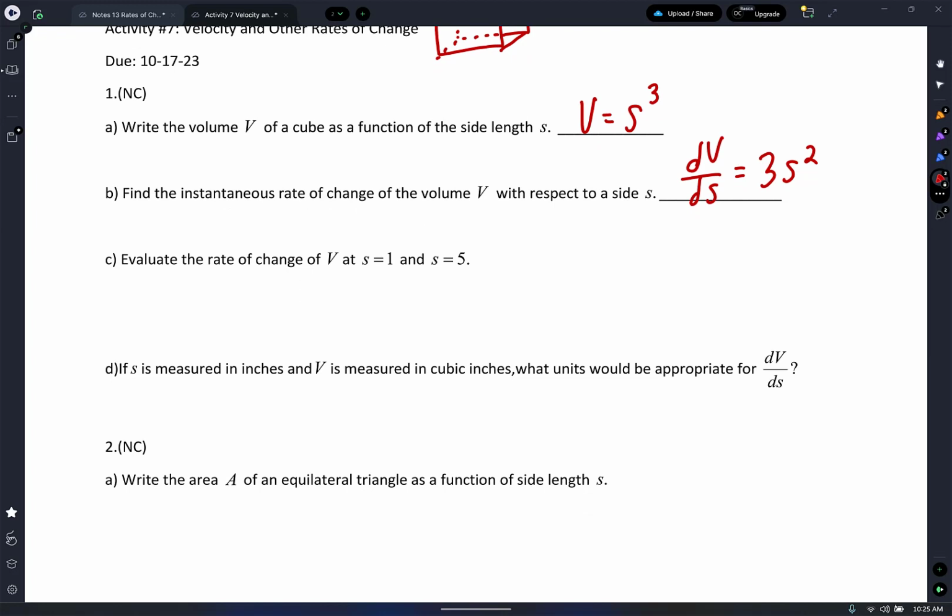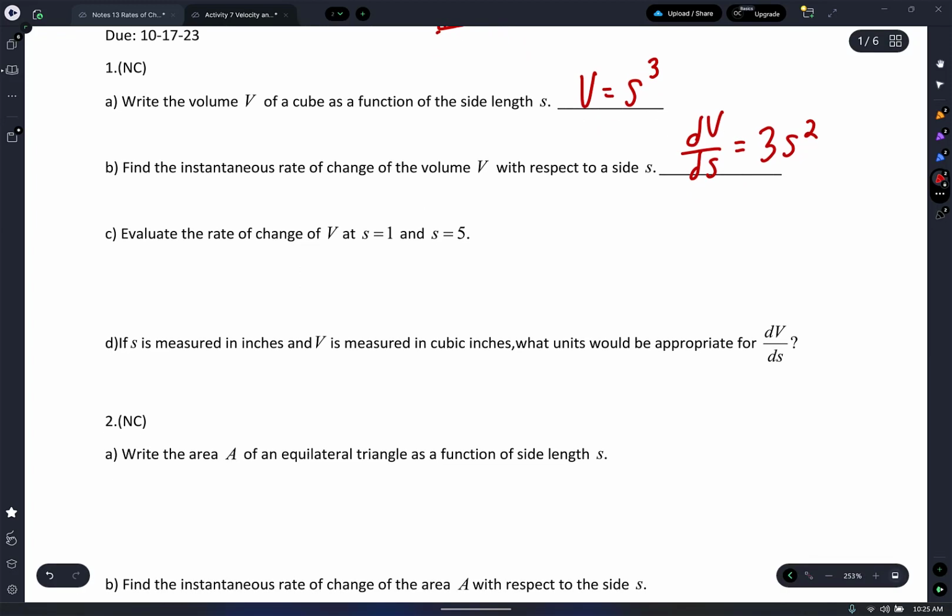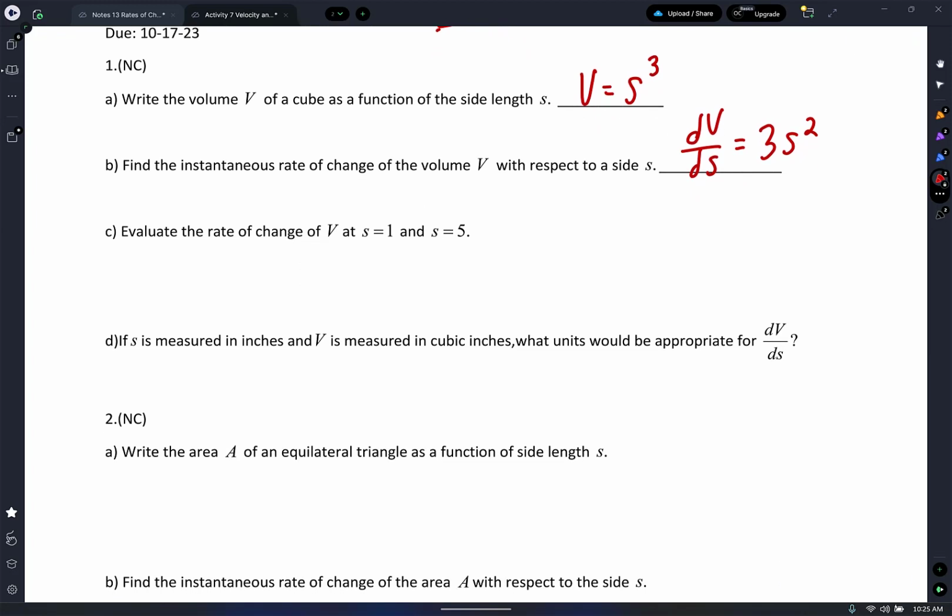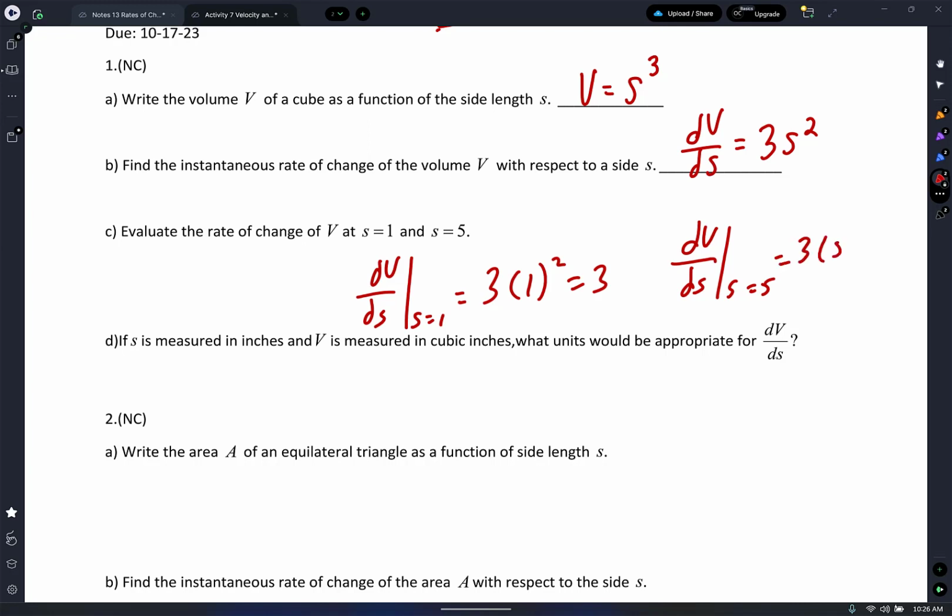All right. Evaluate the rate of change of v at s equals 1 and s equals 5. So here we go. The rate of change: I'm going to write dv/ds at s equals 1 equals 3 times 1 squared, so I get 3. And then dv/ds at s equals 5 equals 3 times 5 squared, which equals 75.